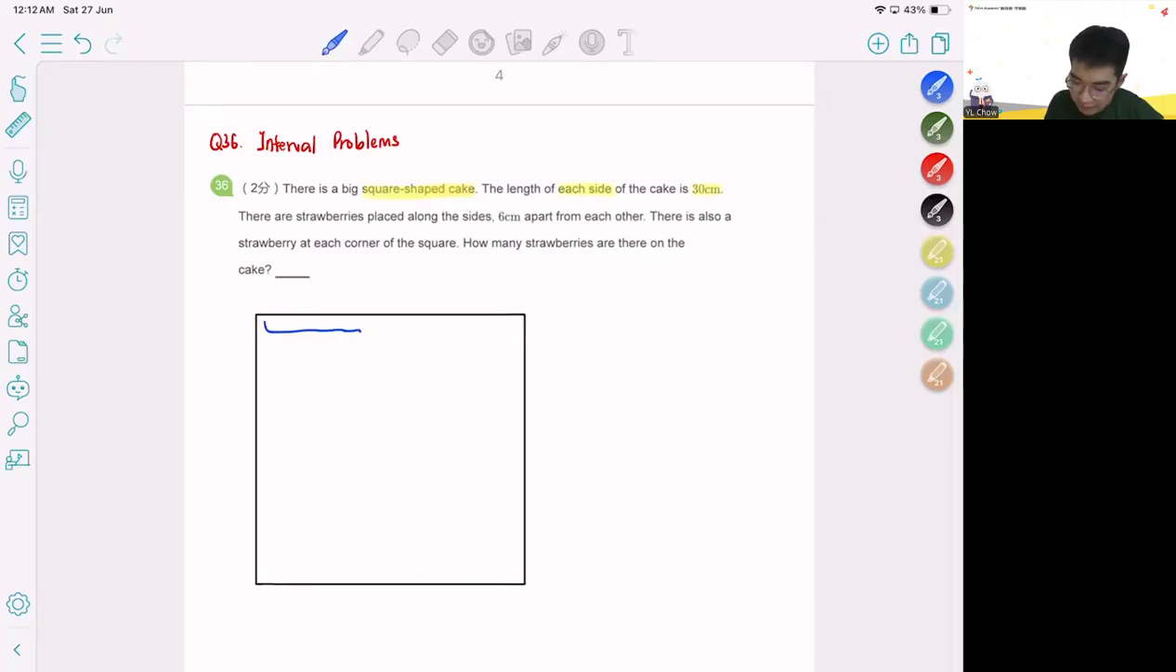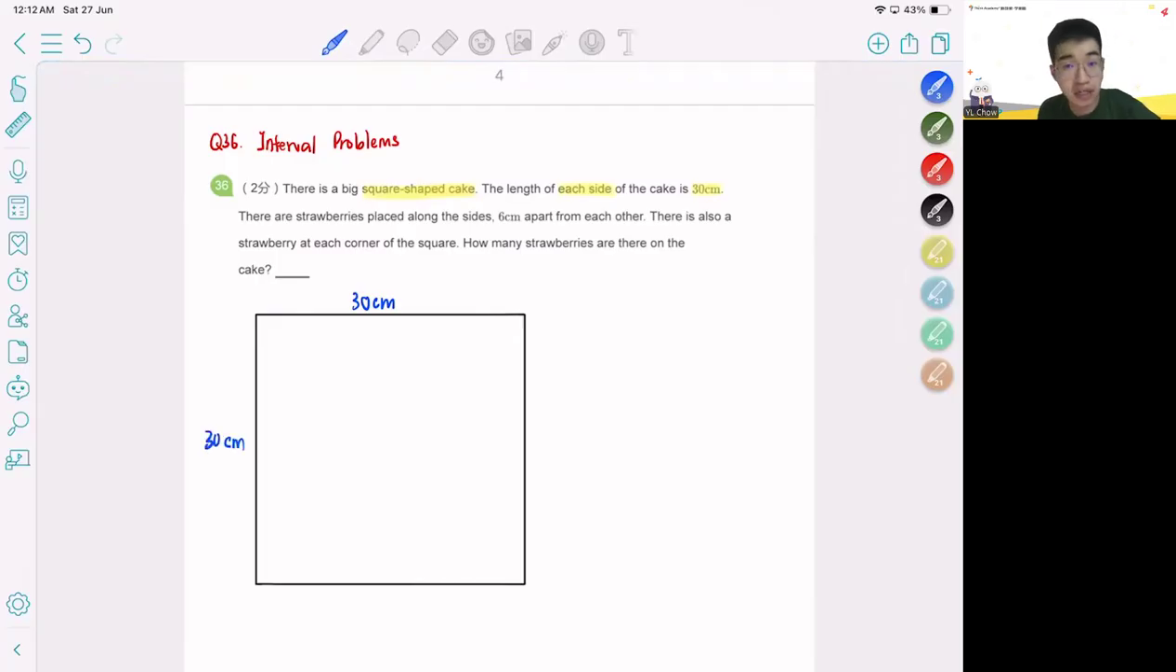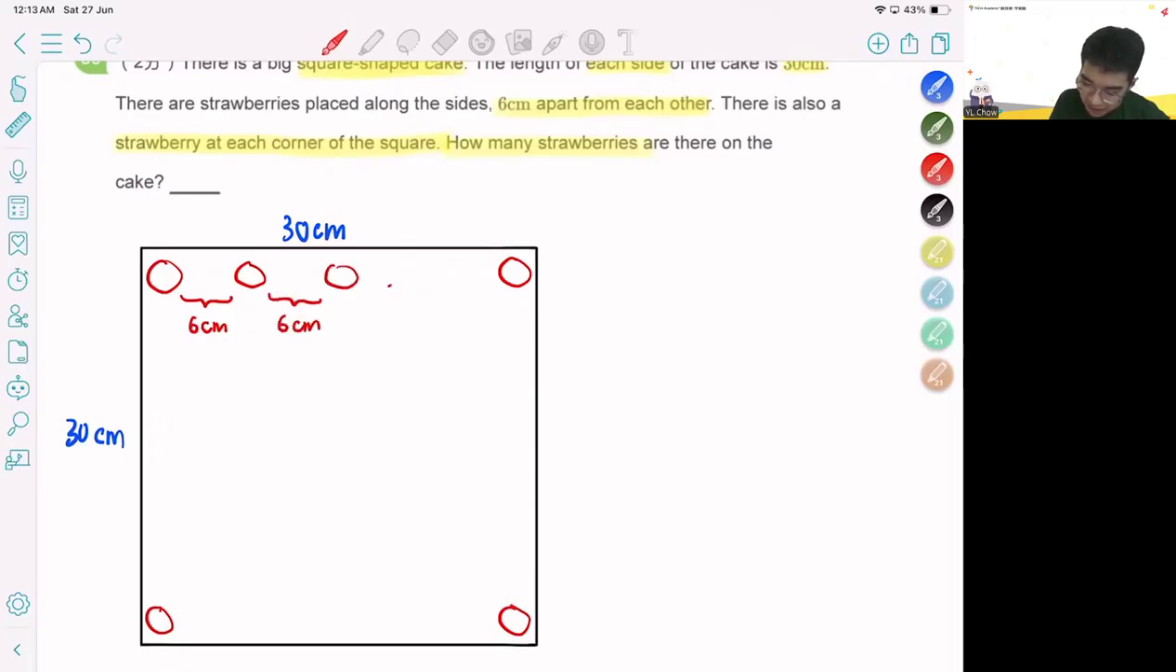So let's maybe label it. Each side is 30 cm. There are strawberries placed along the sides 6 cm apart from each other. There is also a strawberry at each corner of the square. How many strawberries are there on the cake? So let's take a look at what happens according to the question. You realize that we have a strawberry at each corner of the square cake. And then I am going to put more strawberries along the sides, and each strawberry is 6 cm away from the previous strawberry. Something like this. And it happens on all four sides.